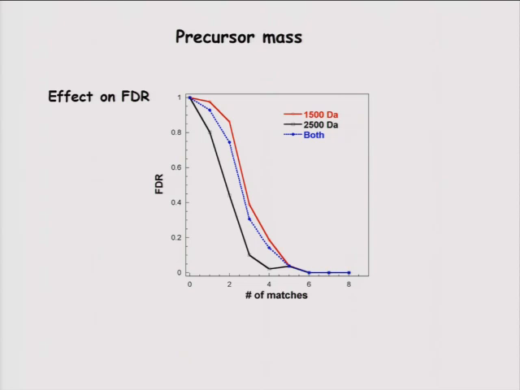Anyway, the result here is that if we have lumped everything together and we try to choose an FDR and put a number of matches threshold, we will somewhat underestimate the false discovery rate for 1,500 Dalton, and we will throw away 2,500 Dalton results unnecessarily.